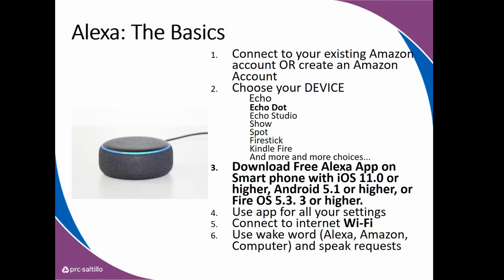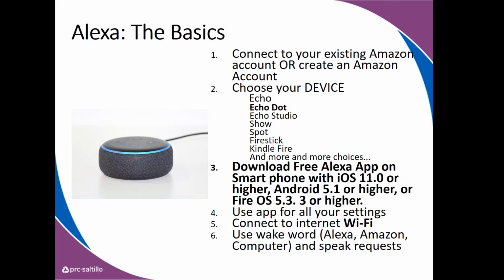Then you need a smartphone to download the Alexa app. For Android or iOS, Android needs 5.1 or higher, iOS 11 or higher, and the Fire is 5.3 or higher. So you need an app that controls everything. The app itself can also act like an Alexa, which is another interesting way to use it. But for the most part, you need to have that app on a smartphone to set everything up. And you use that app for all of your settings. And through that app, you let Alexa know what Wi-Fi she's connecting to.